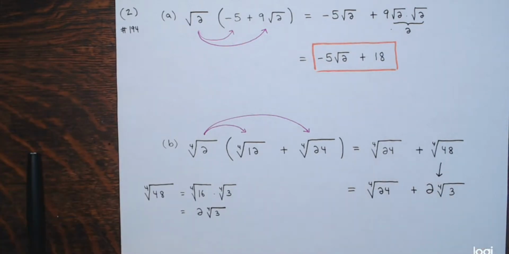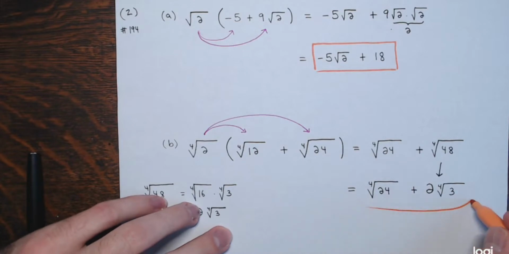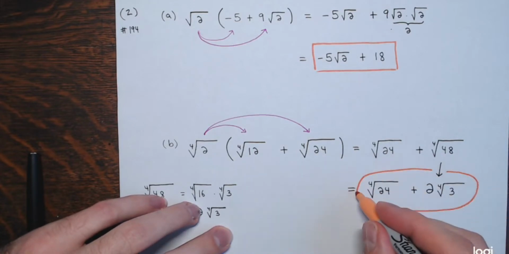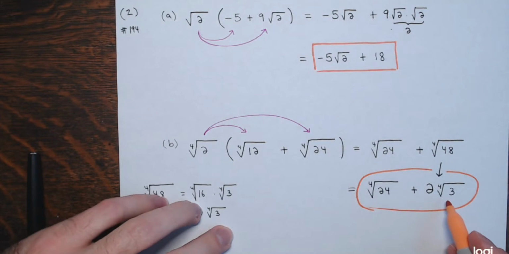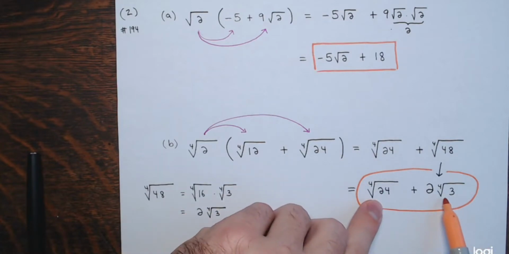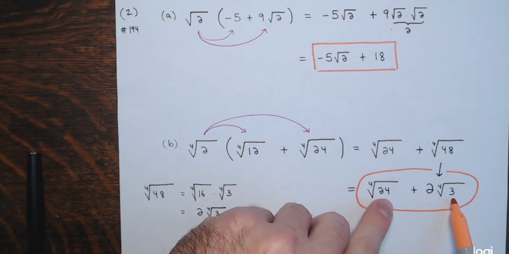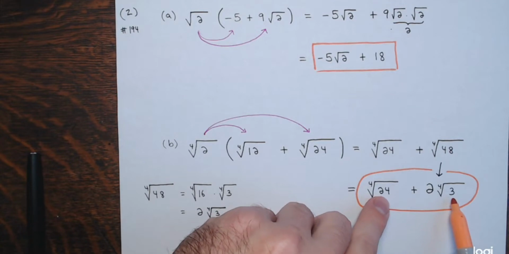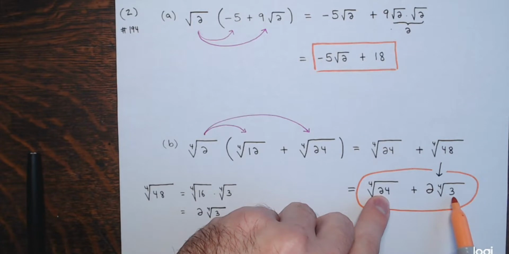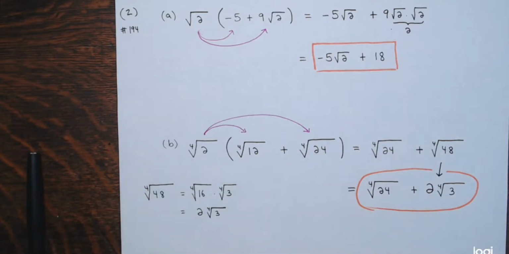And this is it. Now yes, they are both radical terms, but they don't have a like radical. They don't have a common radical. They both have fourth roots, fine, but they're fourth roots of totally different radicands, right? This has the fourth root of 24. This term has the fourth root of 3. So you can't put those together. That's it. Fourth root of 24 plus 2 times the fourth root of 3. Great.